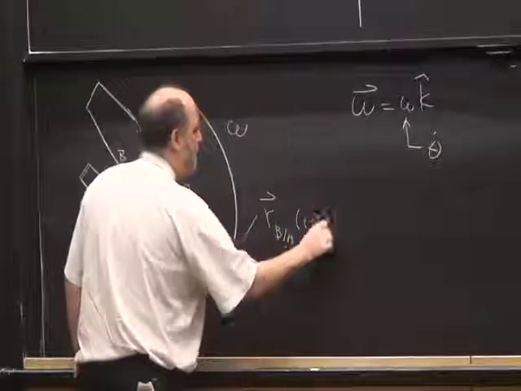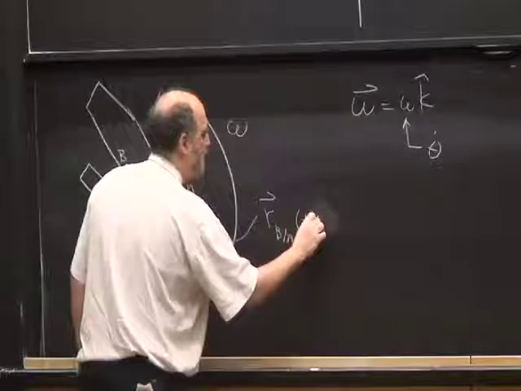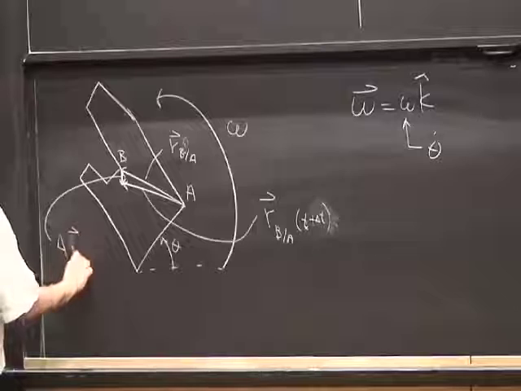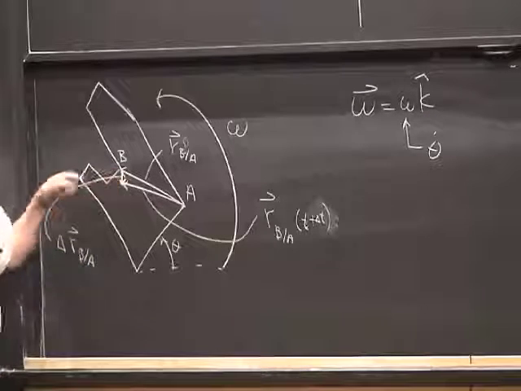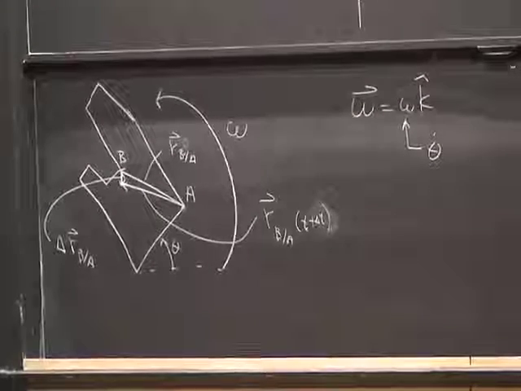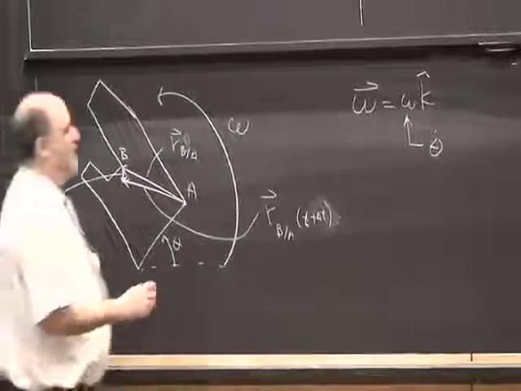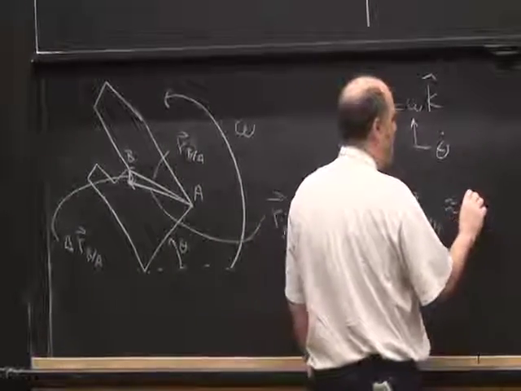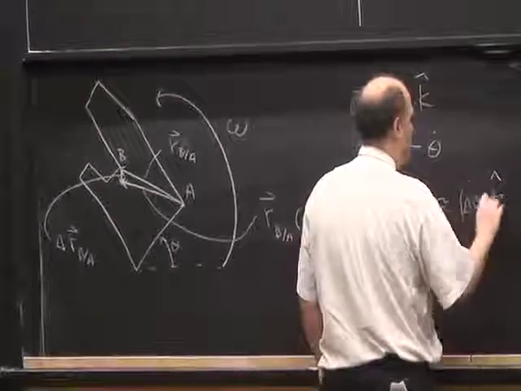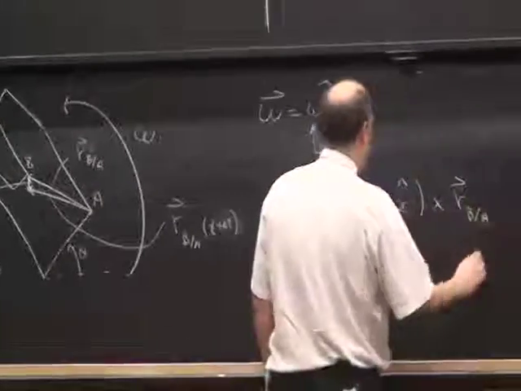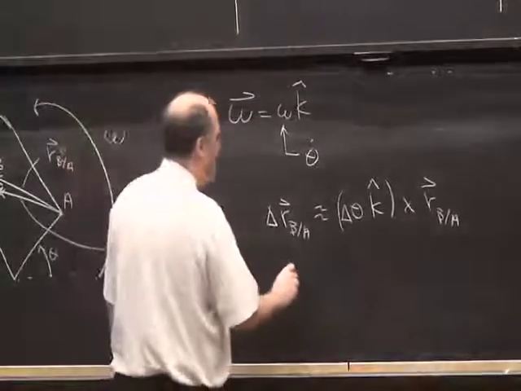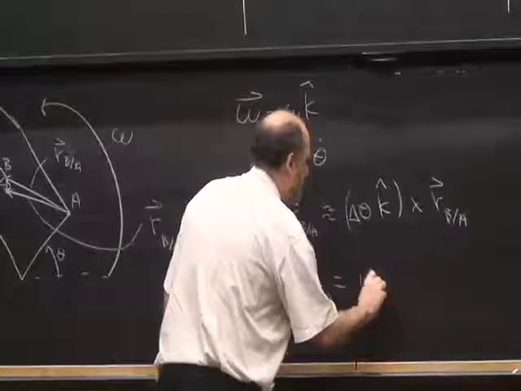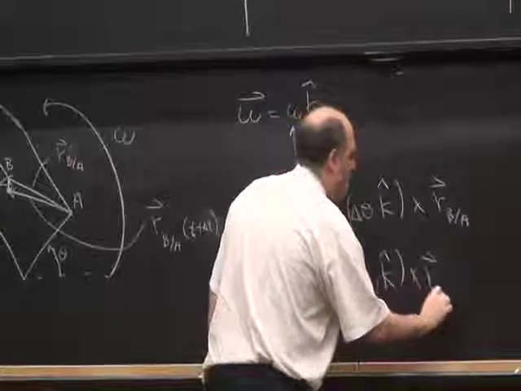At t plus delta t. And how does this vector change? It changes by this thing here, delta r of B with respect to A. How big is this? That's the change in angle. How big is it after a little time? It's the rate of change of angle times a little bit of time. So we get from that delta r of B with respect to A is approximately delta theta times k crossed with the present value of r of B with respect to A. Then if I divide this by delta t and take the limit as delta t goes to 0, I have r dot of B with respect to A is omega k crossed with r of B with respect to A.